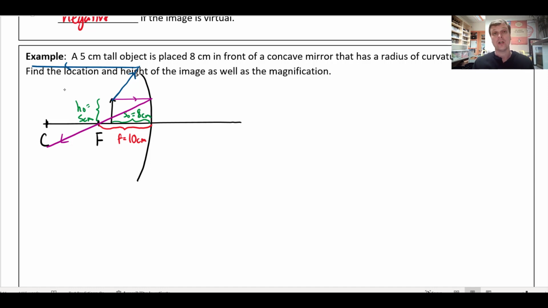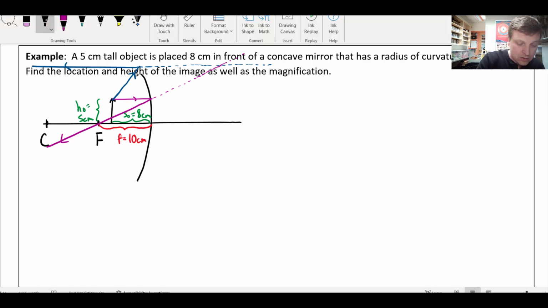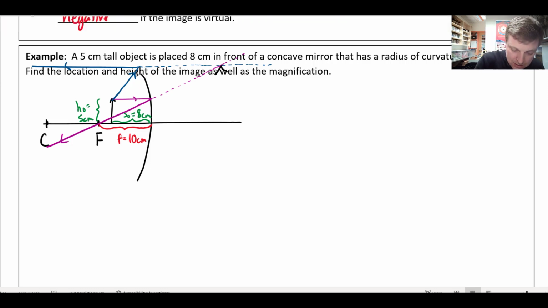And those are going to diverge. Those rays are never going to come together. So I'm going to carry the reflected rays back behind the mirror, and I'm going to carry this other reflected ray behind the mirror. Okay, and so I can see here that my image is going to appear something like this.